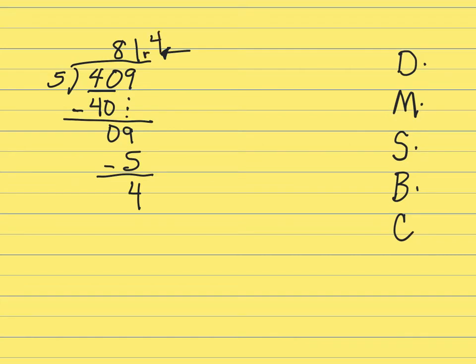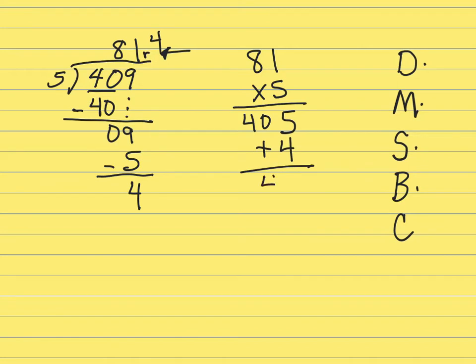To check by multiplying, I need to do 5 times 81, and then I need to add in my remainder. So that's going to be 5 times 8 is 40. Then plus 4 is going to be 409, and that's what I have.